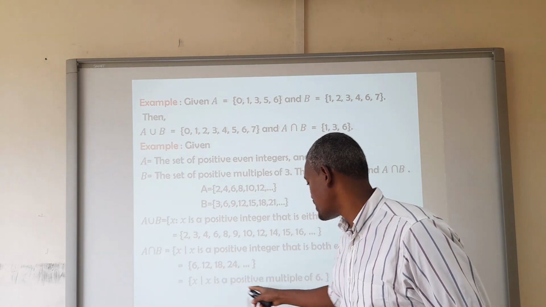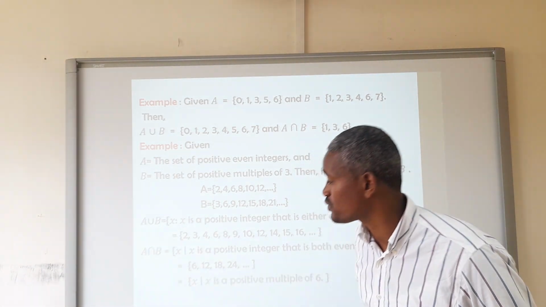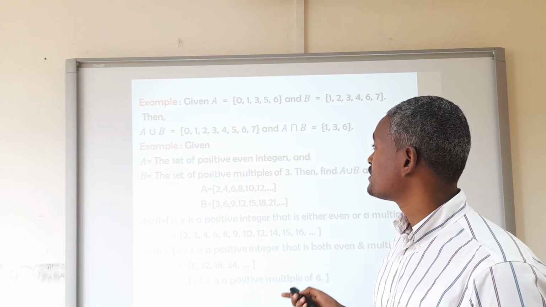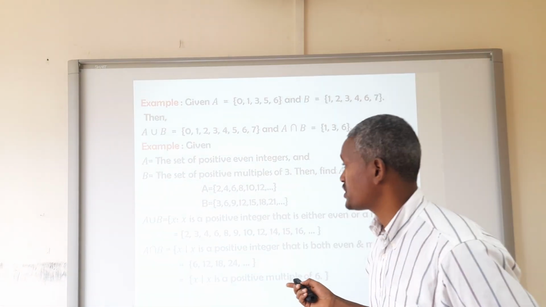We can express this set using set builder notation: x such that x is a positive multiple of 6. Those elements are positive multiples of 6. So we can compute the intersection and the union of two sets in such a way.